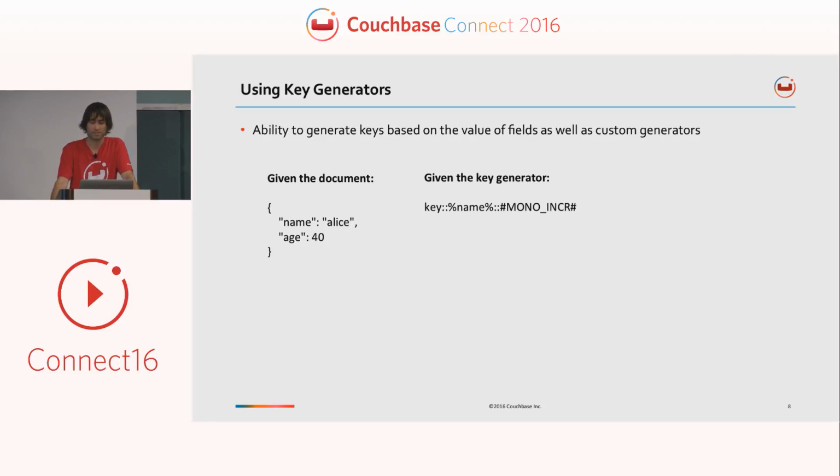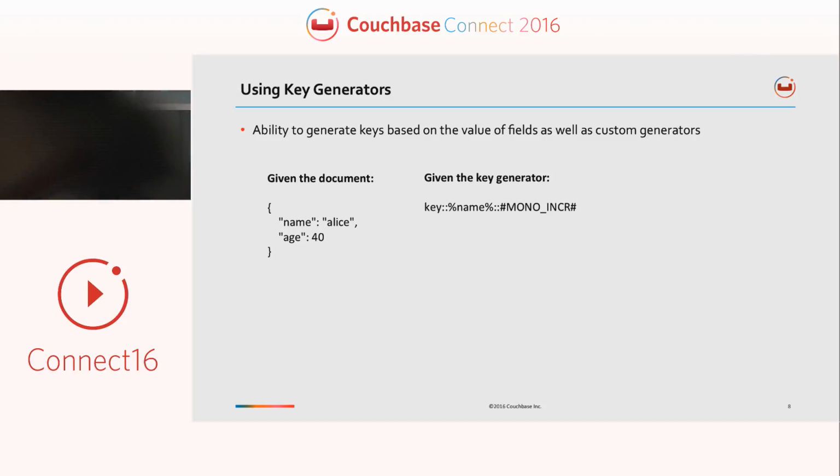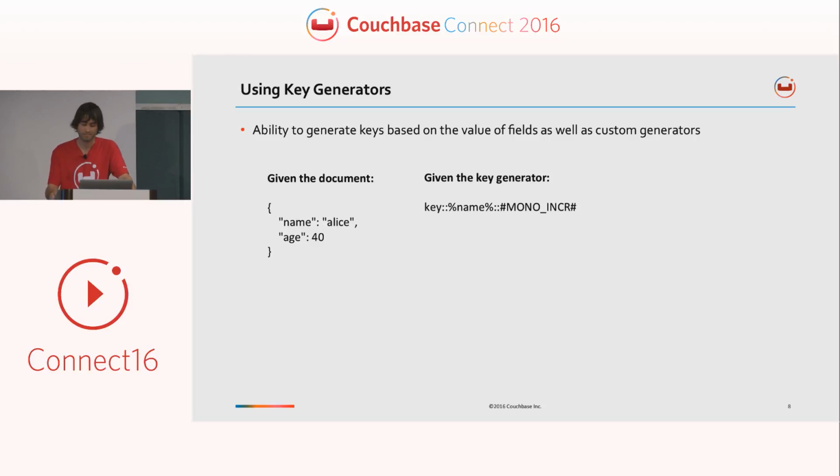One of the interesting features I mentioned is the key generation. When importing data, you need to specify a key for each document. Specifying the key is done through a generator function. cbimport allows you to use custom generators like a monotonically incrementing value or a UUID generator. You can also use the values of fields in the documents that you're importing. To specify a generator where you're doing field replacement, you just put the name of the field in between two % signs. To specify a generator function, you put the name of the generator function in between two hashes.